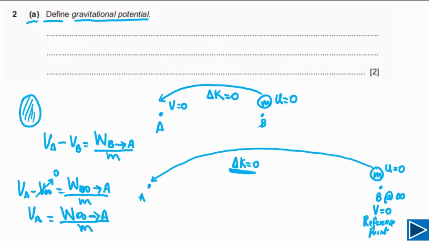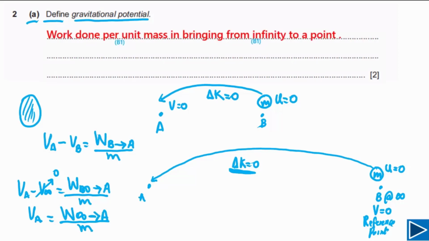Now let me show you how you can write down your answer. This question has 2 marks. The first mark, if you have mentioned work done per unit mass, you will get 1 mark. And the second mark, if you have mentioned from infinity to that point, you will get the second mark. These are B marks, so they have to be in your answer.